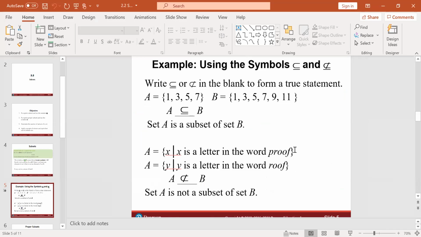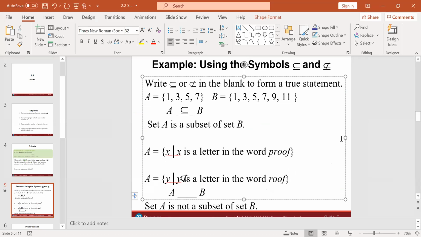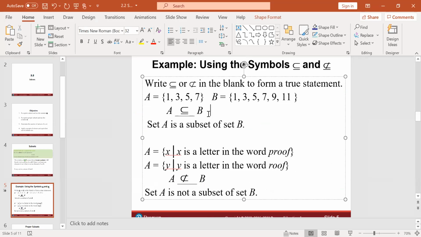Okay, so let's look at a few of these things. Let me fix things a little bit. Okay, so in this activity, it's a very simple one. We're going to write the is a subset of, or is not a subset of. We're going to cross through it to make true statements out of the following.